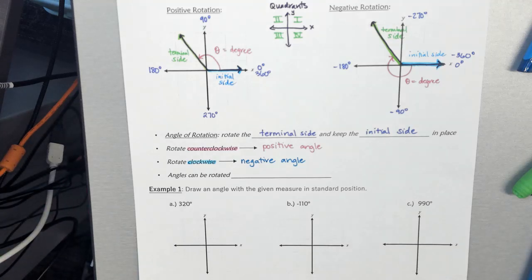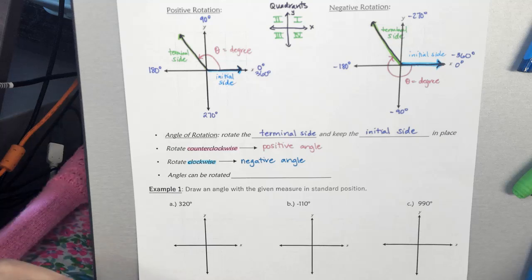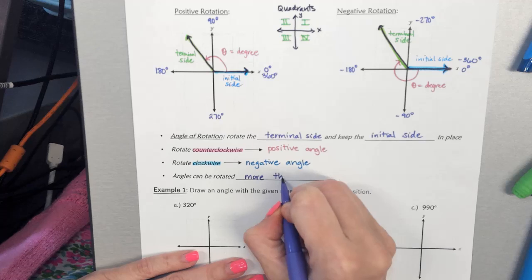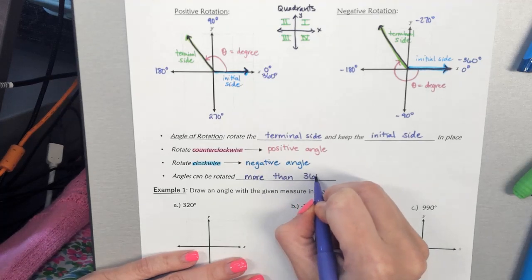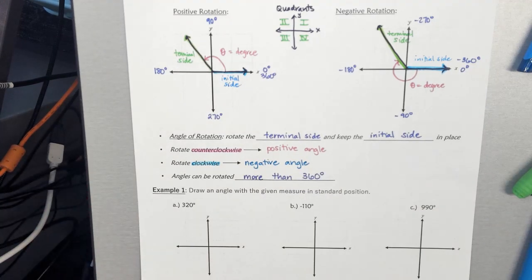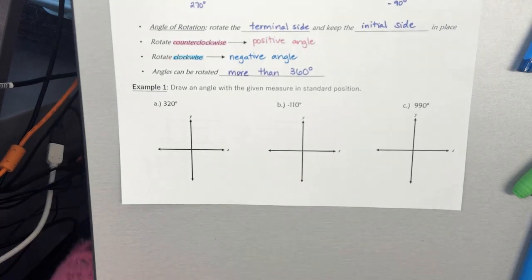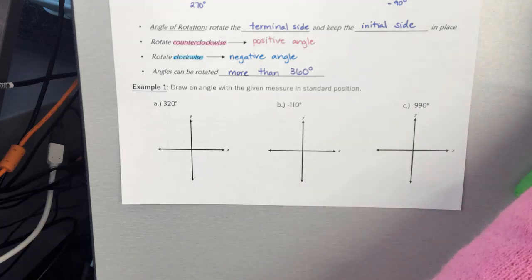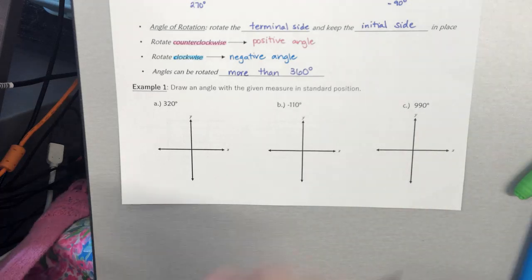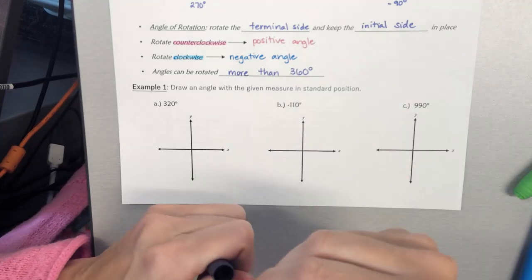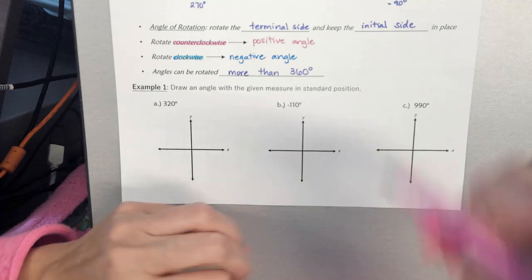Now we labeled these 0 through 360 and 0 through negative 360, but angles can be rotated more than 360 degrees. Okay, angles can be rotated more than 360 degrees. So I'm going to show you just a quick sketch of what that would look like. Use a lighter color so you can see it better.